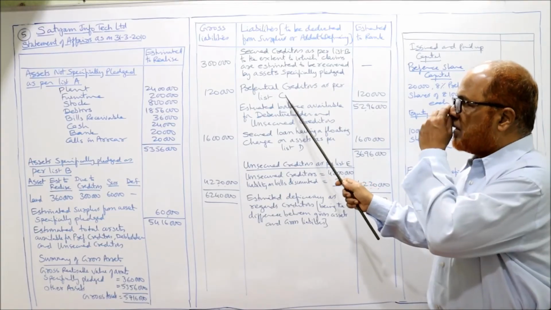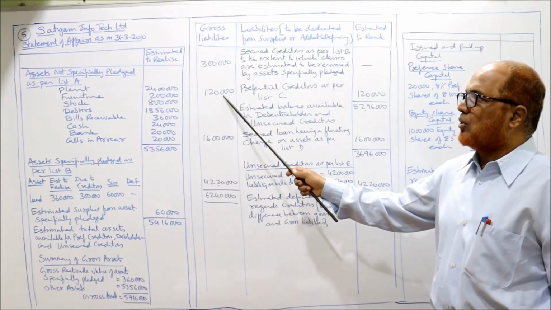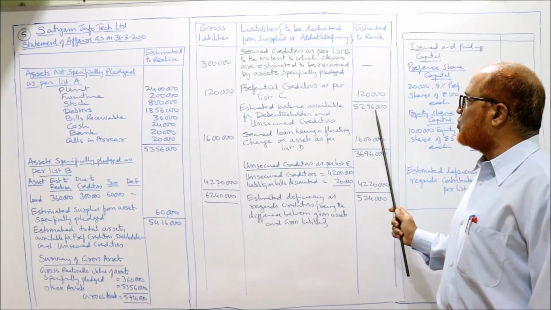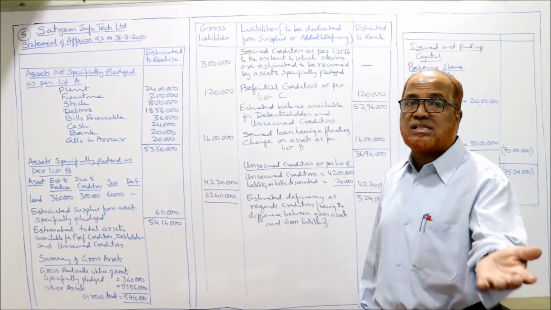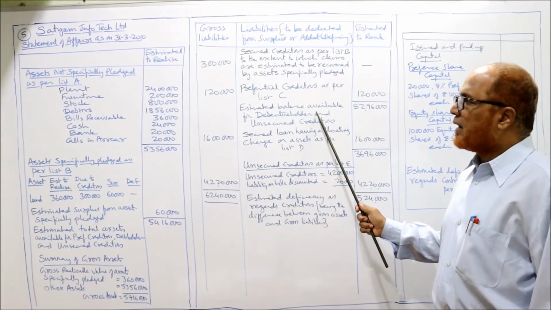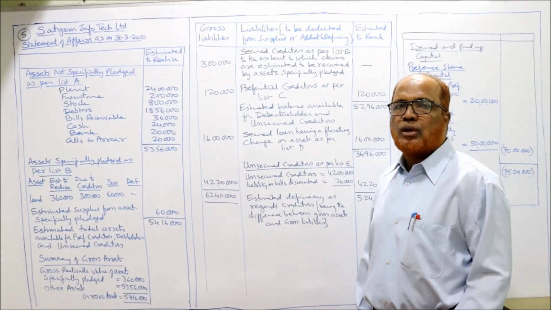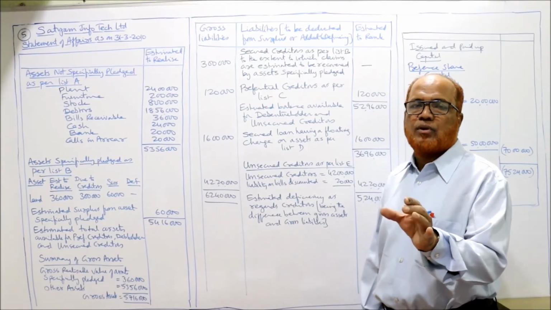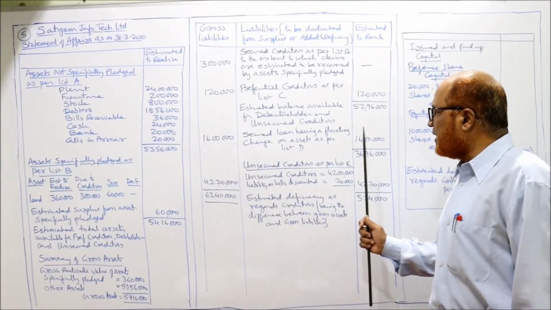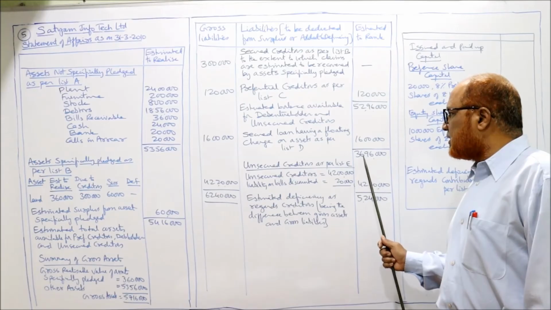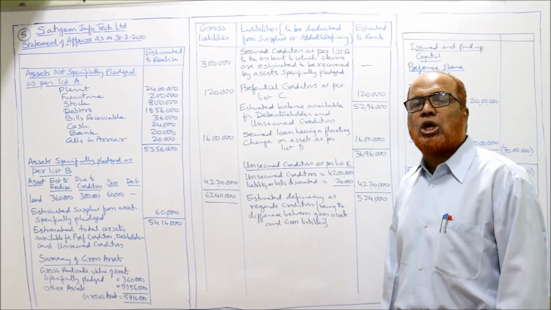Next, preferential creditors as per list C, 1,20,000 given in the problem. So 1,20,000 in both the columns. Gross liability, estimated to rank. Subtract: 52,96,000. This is the amount available for making the payment to debenture holders and unsecured creditors. Now, secured loans having a floating charge on the assets as per list D. So the secured loan is 16 lakh. 16 lakh we have taken in gross liability and also in estimated to rank. Subtract it. 36,96,000 is the amount available for making the payment to unsecured creditors.